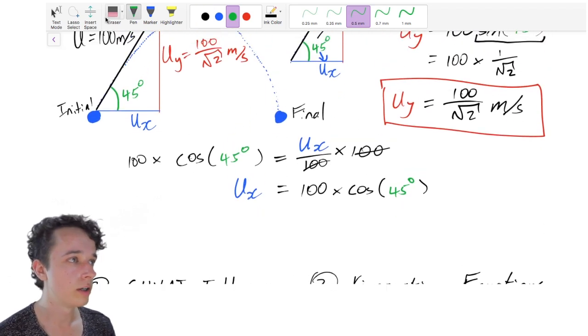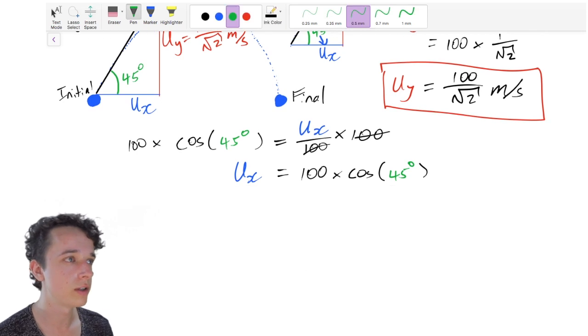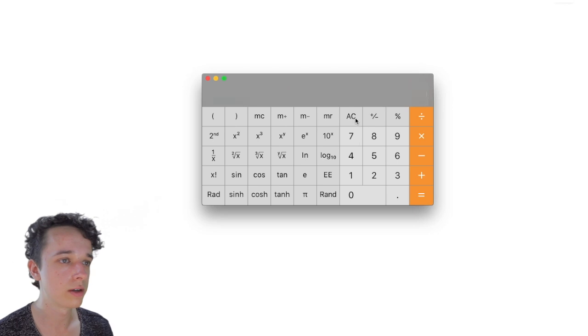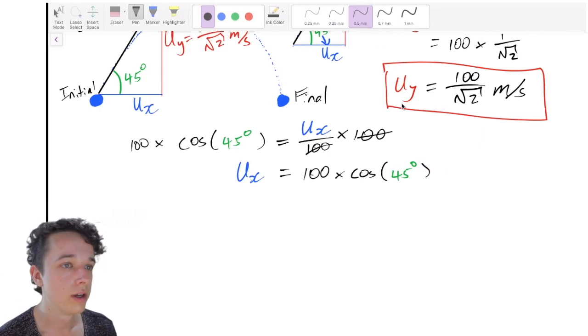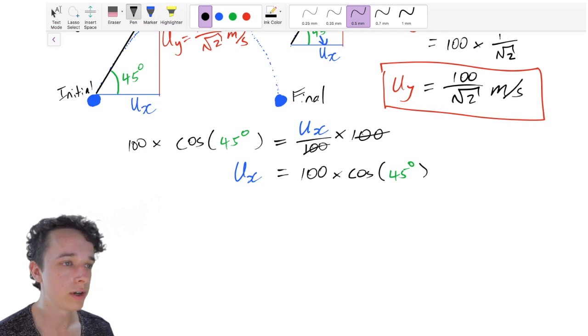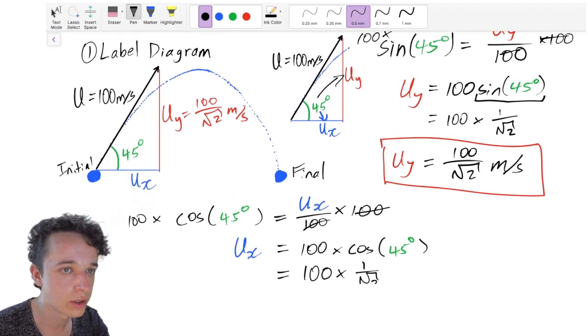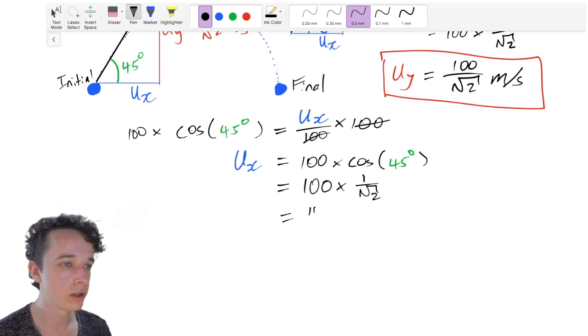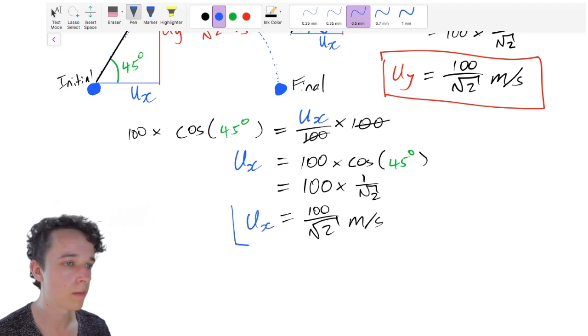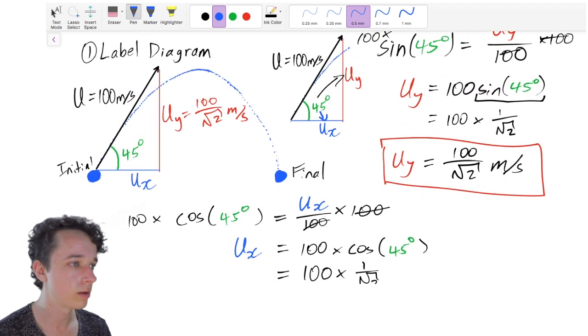Again, I know that cos of 45 degrees is an exact value, but I don't remember what that exact value is, so I go to my calculator, I clear it, I put in cos 45, and I get this disgusting number. If I square that, again, I get a half. And so cos of 45 is the same as sine 45. So we can say that this is 100 multiplied by 1 over root 2, because we would just be following the same process as we did for the sine 45. And this is equal to 100 over root 2 meters per second. That's ux. And again, I'll write that up here: 100 over root 2 meters per second.